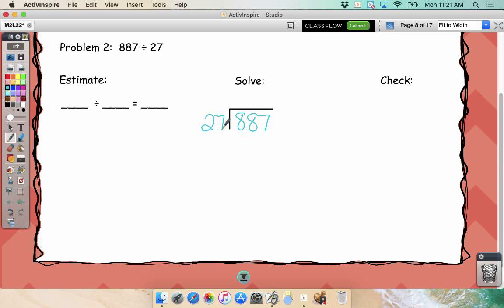Okay. Now we're going to round the divisor. 30. Round to 30. Now what could I make 887 that 3 goes into? 900. Very good. Because 3 goes into 9. And how do I know that it's got to be 900? Because this is a 3-digit number. Okay? So I need 3 digits right here. Now that's going to make this, what?